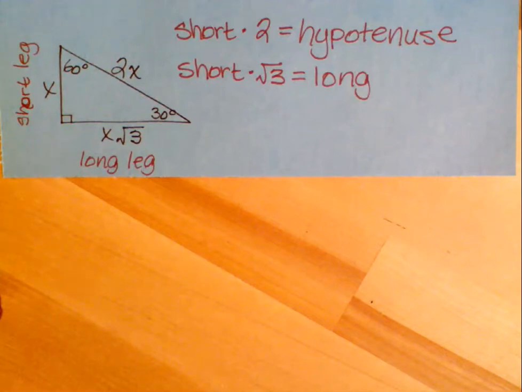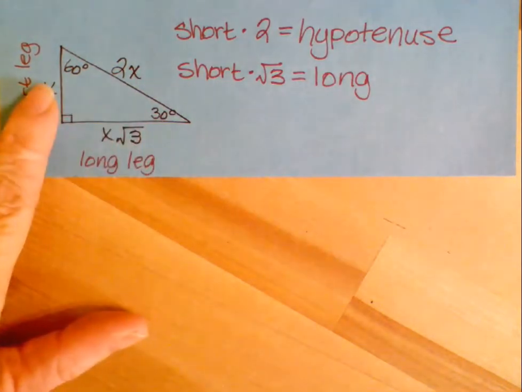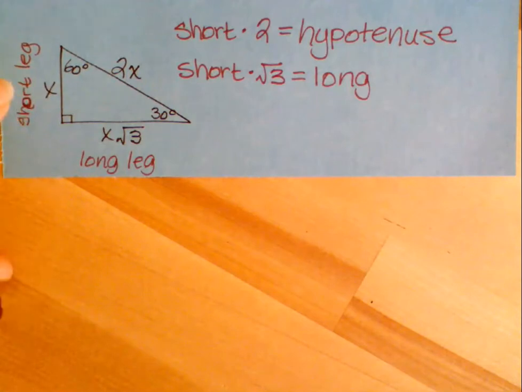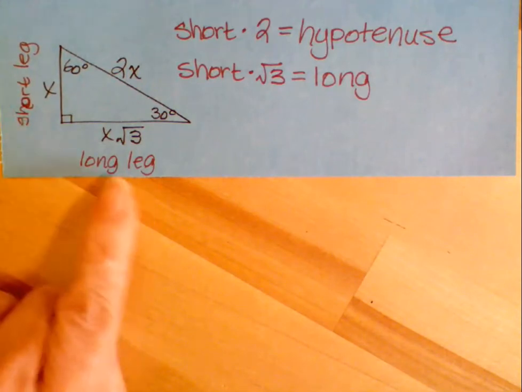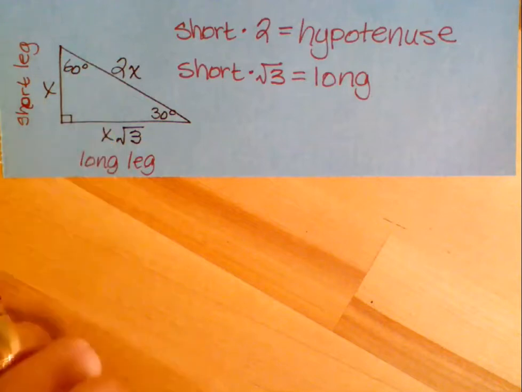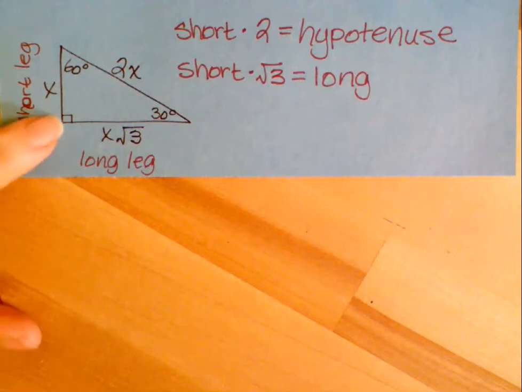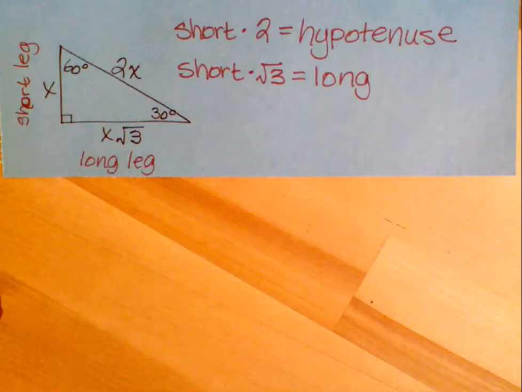You're either going to be given the length of the shorter leg in the triangle, and remember your shorter leg is the one that is always opposite the 30-degree angle. So we could be given the length of the shorter leg. We could be given the length of the longer leg, which is the leg opposite the 60-degree angle, or we could be given the length of the hypotenuse, which is of course the side opposite the right angle. In either of those situations, you're given one length and you're asked to find the lengths of the other two.